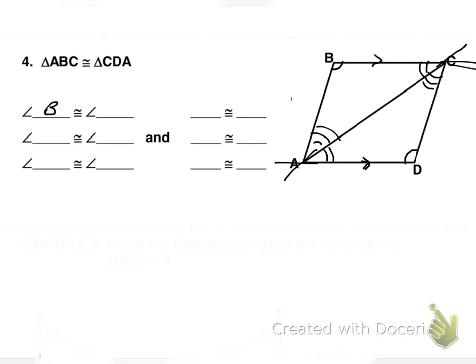Said D and wrote C. There's D. Okay, now we have angle BAC. It's not written very well. Let me try to do a better job. Angle BAC is congruent to angle DCA, and angle BCA is congruent to angle DAC.